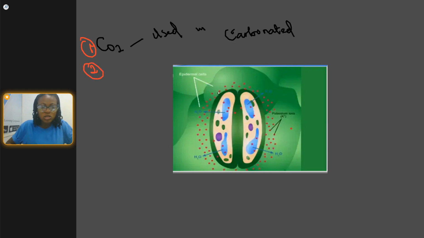Number two product is oxygen. What is the economic importance of oxygen? What do you think we use oxygen for? Number one, what should come to your mind is that we breathe in oxygen. So it is for human and animal survival, responsible for respiration. Oxygen is very important and useful for human and animal survival because we breathe in oxygen. It is also used in hospitals for patients with breathing difficulties.